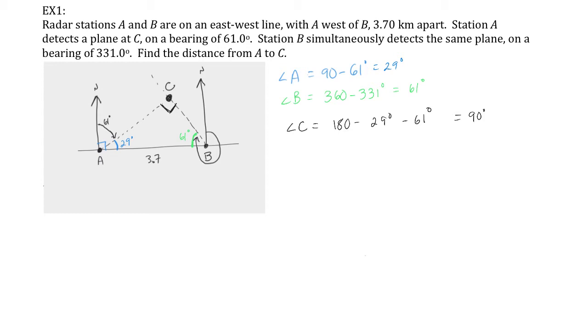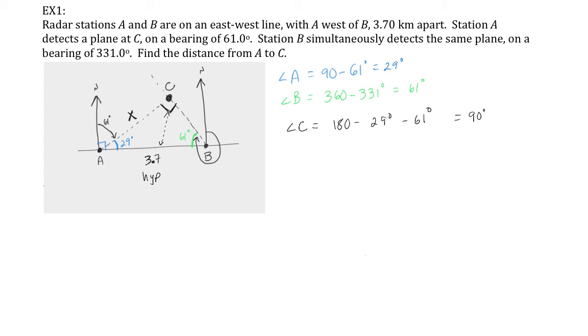Now let's figure out what else we know. We want to know the distance from A to C, and we know that A to B is 3.7 kilometers. The side across from the 90 degrees is the hypotenuse. You could start with either angle A or angle B; it doesn't really matter. I'm going to use angle A.